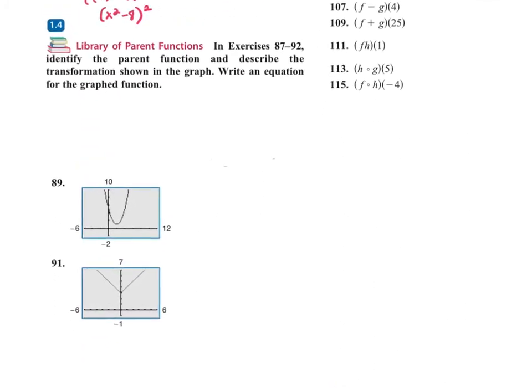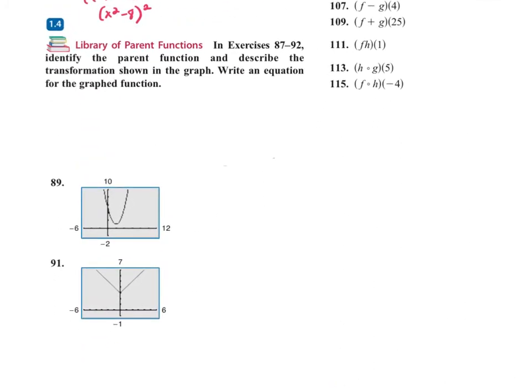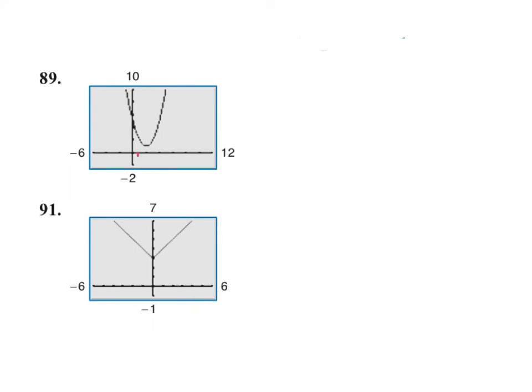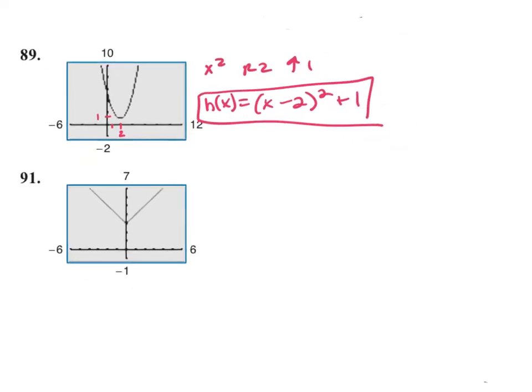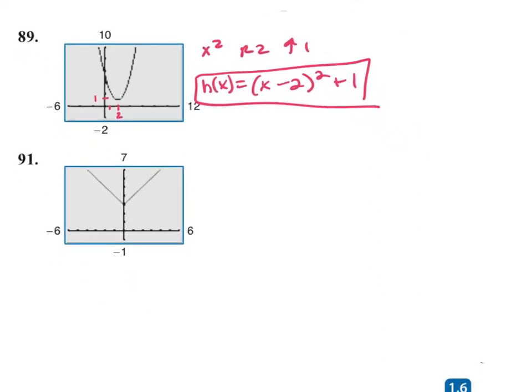Okay, this says identify the parent function, describe the transformations, and write the equation. So this says that this would be 2. It looks like that's 1. So this is an x squared. It's right 2, up 1, which means I would get x minus 2 squared plus 1. Remember, I said I won't give you any non-grid transformations, so you won't get any that have like a narrow or wide. This is 1, 2, 3, up 3, so this is absolute value up 3, which means absolute value of x plus 3.